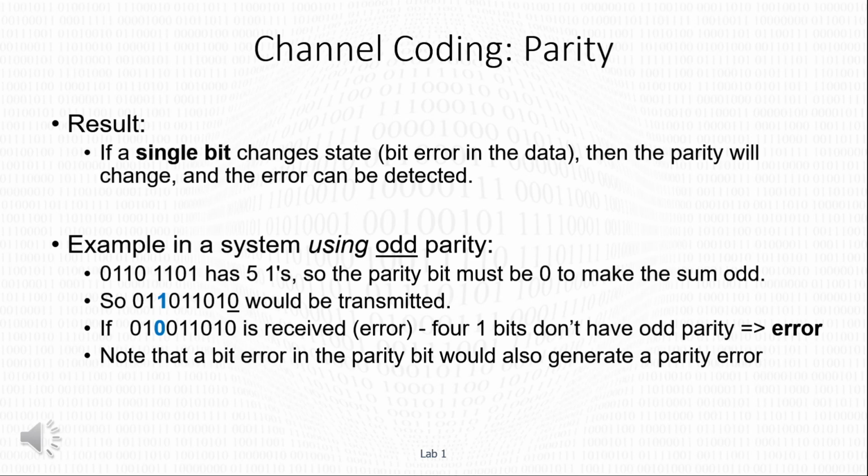Imagine that the sender wants to send this binary number 0110 1101. So there are 5 ones. If they're using odd parity, the parity bit must be set to 0. So they transmit that number, and just imagine that the third bit changes state. What happens there? 4 ones will be received by the receiver. Because that's an even number, not an odd number, the receiver will know that an error has occurred. Note, however, that if there's an error in the parity bit, the receiver will also detect a parity error.